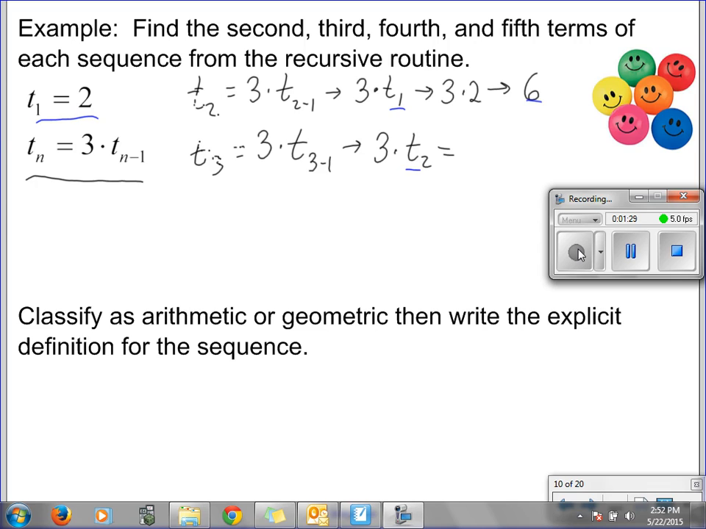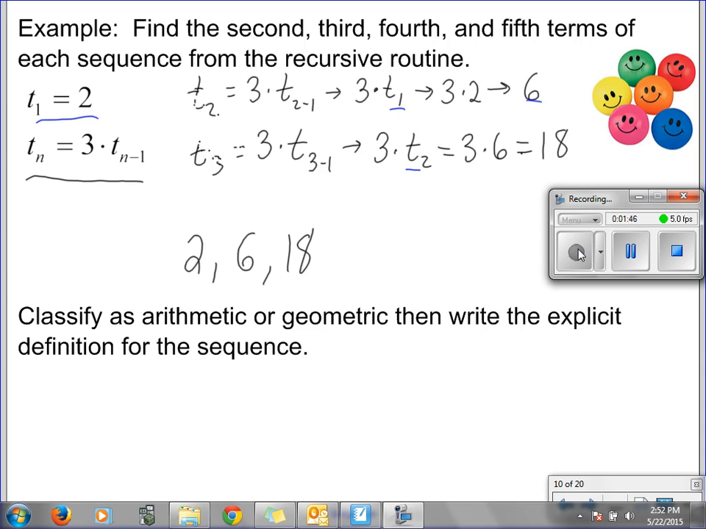So t sub 2 is just 6. So if we do 3 times 6, we get that our next term is 18. Now, if we were to start listing our sequence, again, you can keep doing the same thing with our notation to get the rest of the sequence. But we've got 2 for the first term, 6 for the second, 18 for the third.